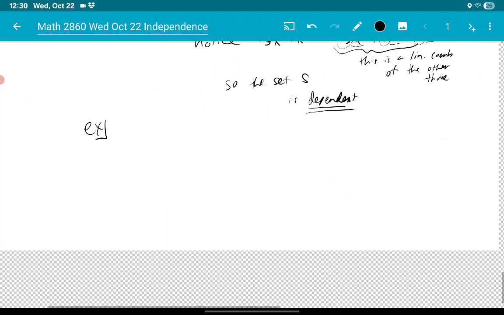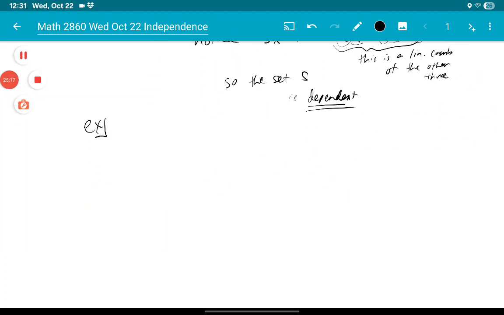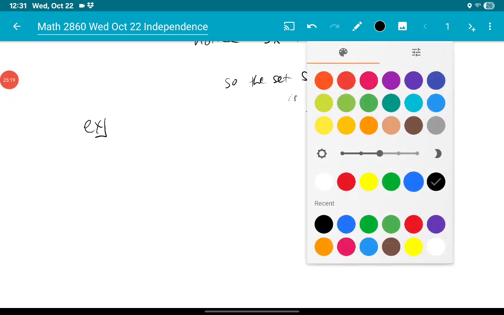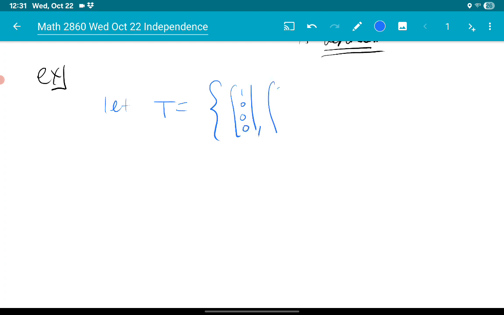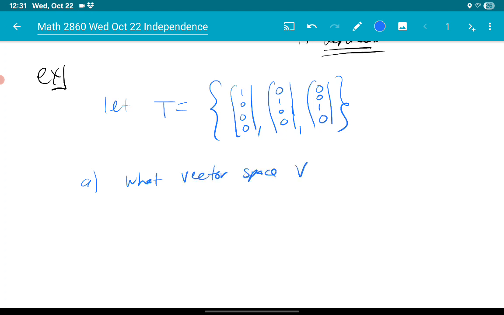All right, so how about this? Maybe I'll change colors, just make it easier on your eyes. Let's create another set. T is the set 1, 0, 0, 0; 0, 1, 0, 0; and the last vector is 0, 0, 1, 0. So A, what vector space V does T come from?